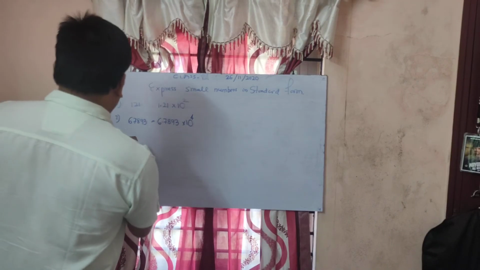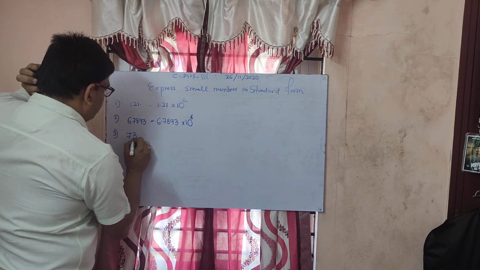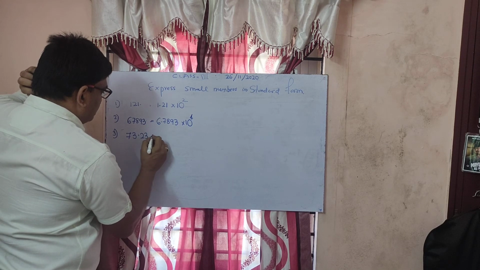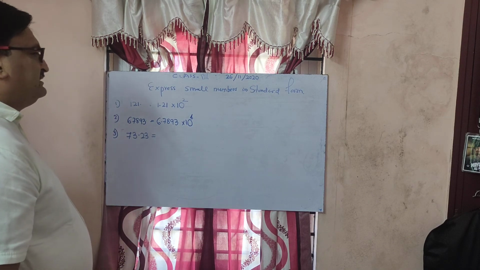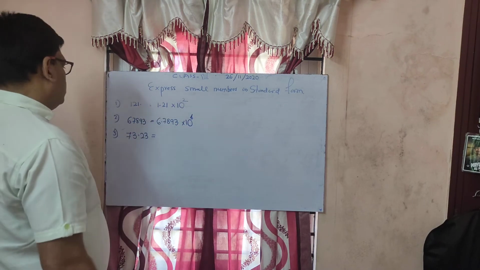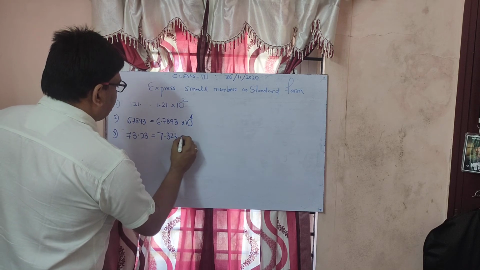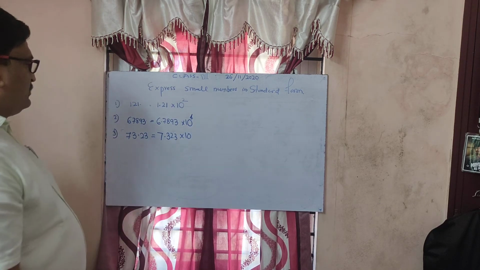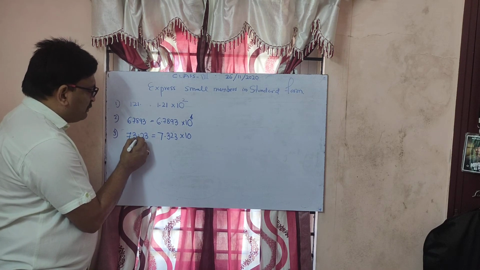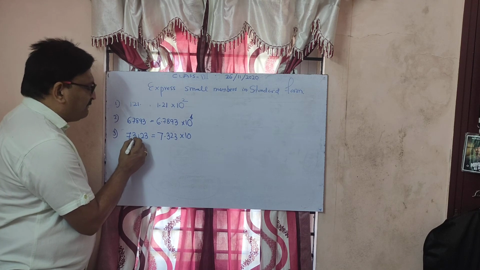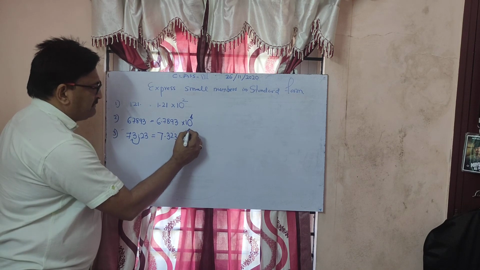Let us understand another example. Now the number is 73.23. Now 7.323 into 10 to the power. Now, where is the point now? The point is here. And how many digits did it move? It moved from here to here, only 1 place. So this is 10 to the power 1.